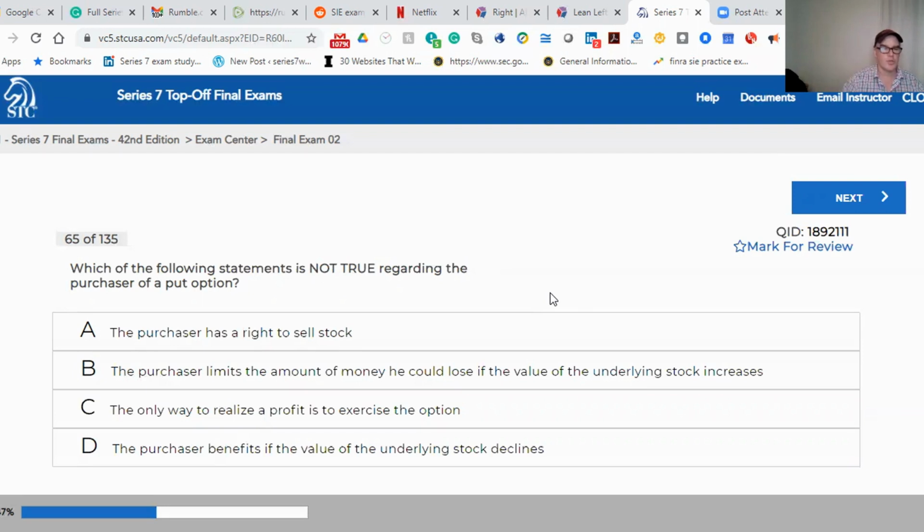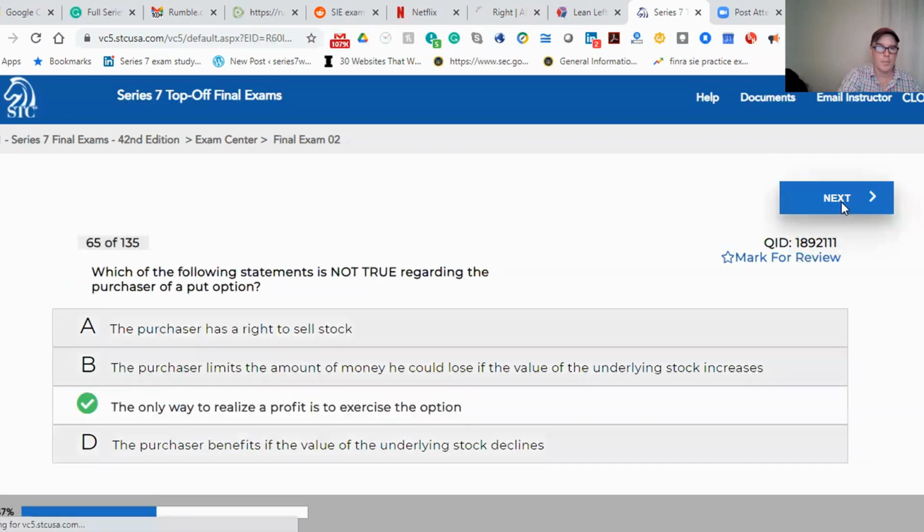We'll come back to that. The purchaser benefits if the stock declines. That's true. So on a question like this, there are multiple ways to make money. If you buy a put, you can either exercise the option or just sell the option for what it's worth. Remember, as the stock goes down, a put becomes more valuable and you can sell it for more than you paid for it, making money that way. So that has to be the answer. Okay.